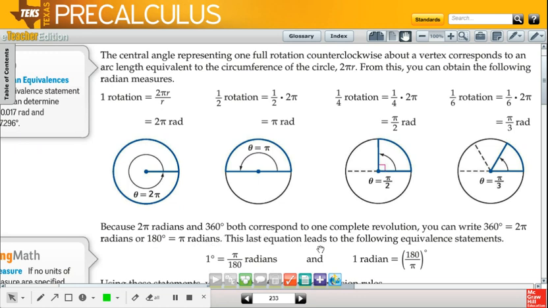This last equation leads to the following equivalent statements. 1 degree equals pi over 180 radians, and 1 radian is equivalent to 180 over pi degrees. So we're going to be using these two statements when converting between radians and degrees.